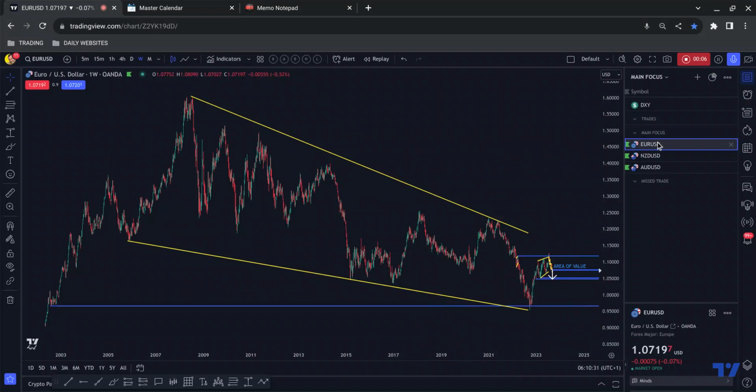I have three pairs on watch today. Those are Euro dollar, Kiwi dollar and Aussie dollar. So it's all about the dollar this morning. I'm going to break these down for you now and give you my forecast, what I will be looking for. Just to say, these are not predictions.